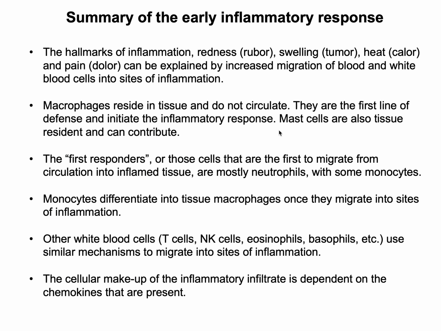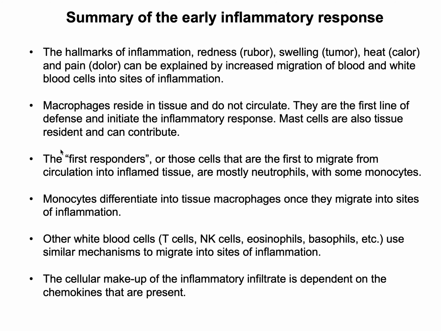So here's a summary of the early inflammatory response. The hallmarks of inflammation are redness, swelling, heat, and pain, and they can really be explained by the increased migration of blood and white blood cells into sites of inflammation. Macrophages reside in tissues. They don't circulate. They are the first line of defense. They initiate the inflammatory response. Mast cells are also another cell type that are tissue resident and can contribute to this.